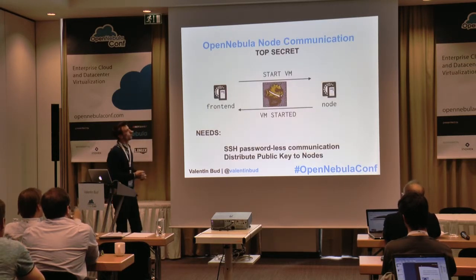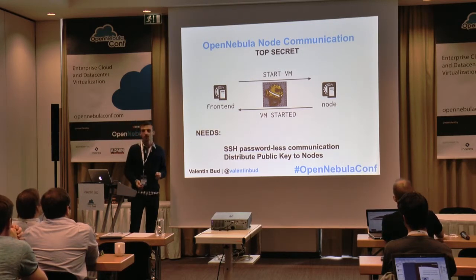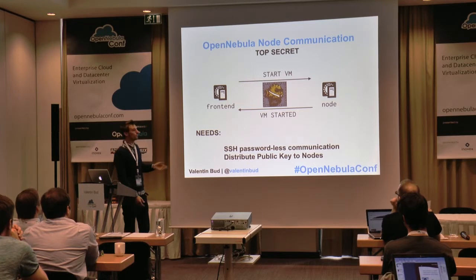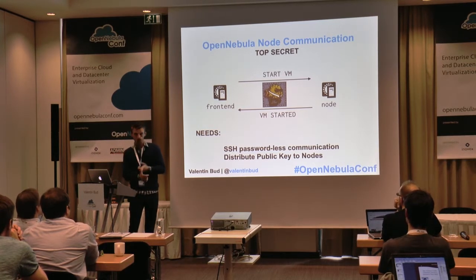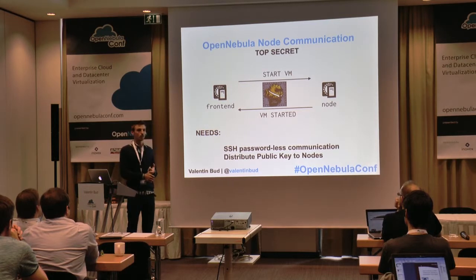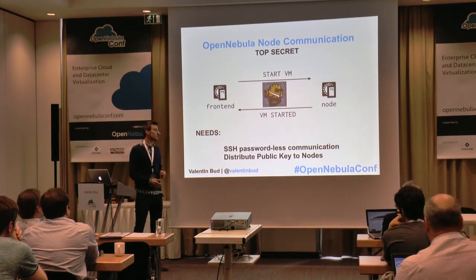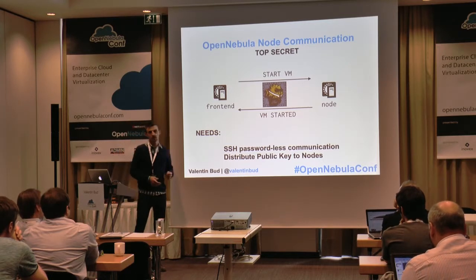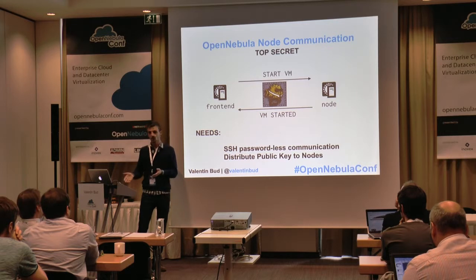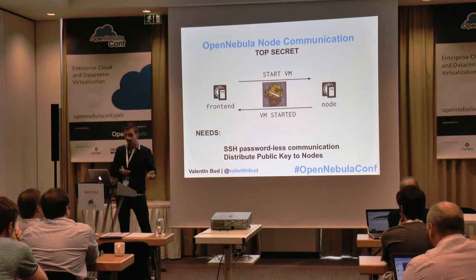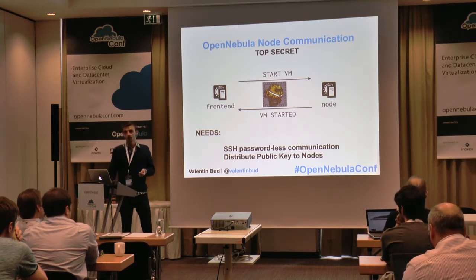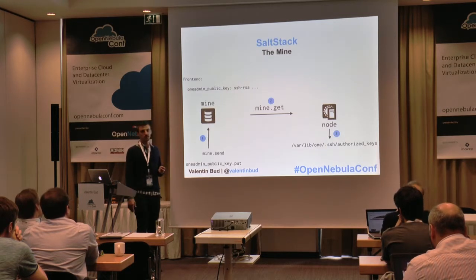OpenNebula node communication, as you might know, is via SSH. So whenever OpenNebula monitors a node or starts a VM on another node, it connects via SSH to that node, sends a command to execute, and receives an answer. What we need for this is passwordless SSH communication, and we also need to distribute the public key to the nodes. In case we want live migration, we also need to distribute the private key to the nodes, so the nodes can connect to each other and move the machines back and forth. Why am I telling you this? Because I'm going to show you the next feature SaltStack has.